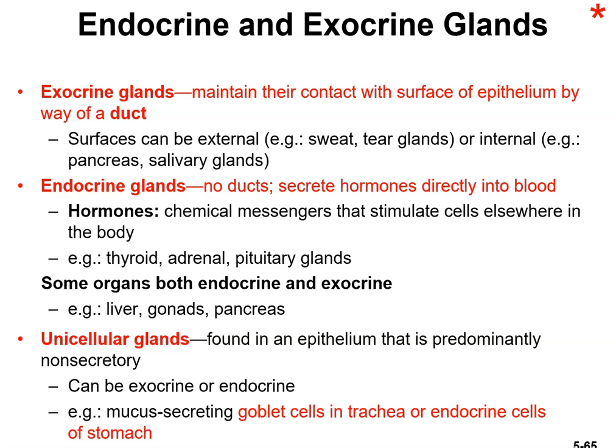There are some unicellular glands, like we mentioned in the epithelial tissue concept, called goblet cells. Goblet cells just secrete mucus, so those cells are unicellular glands. They don't have a duct, and they don't go to the bloodstream. They just go to a local area.